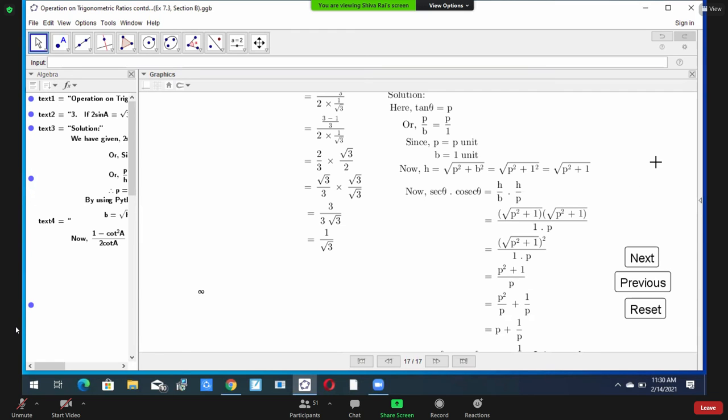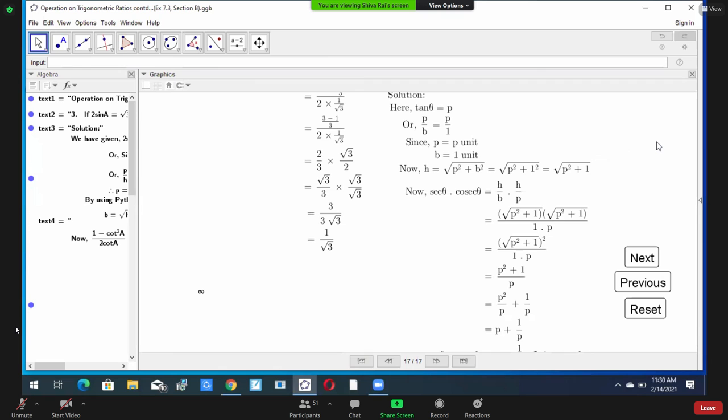Already you know, like root 2 into root 2 means root 4, and the square root of 4 is 2. Similarly here also the same thing. So under root of P square plus 1 whole square means P square plus 1. Out of the same two factors, take one, then we can remove the square root sign. So 1 into P is P.